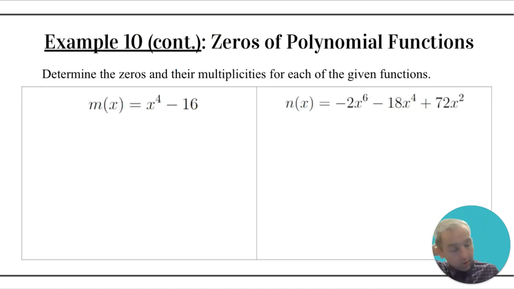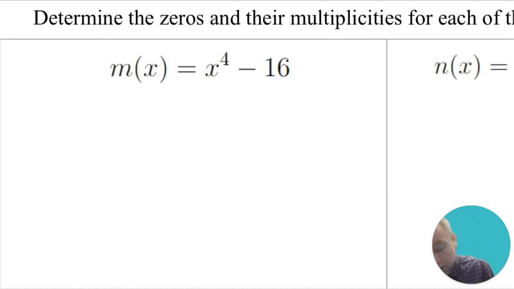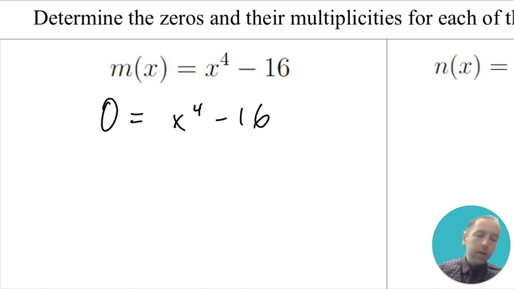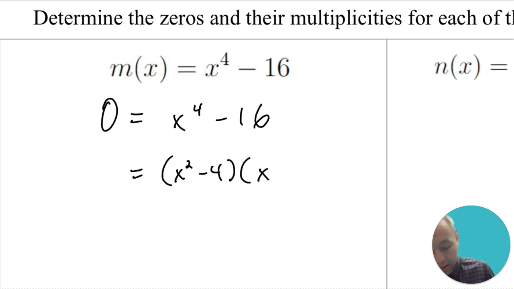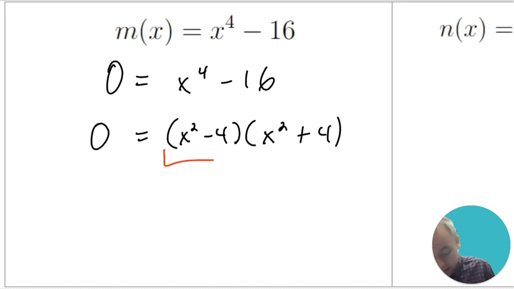Okay. And there's just a couple more examples of being able to find zeros from the equation right here. If you set 0 equal to x to the 4th minus 16, that's basically like a difference of squares, because this right here would be x squared squared, and this right here is the square of 4. So you could write this as x squared minus 4 times x squared plus 4. And then, clearly, that right there is another difference, and it's x squared minus 2 squared.